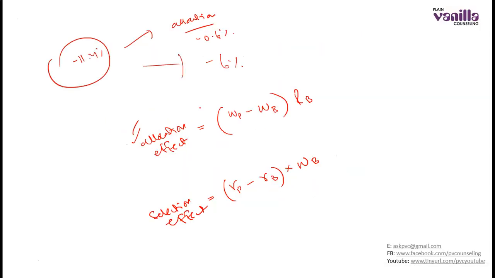So these two are your key components, allocation and selection. Due to allocation you had an impact of minus 0.6, and due to selection you had an impact of minus 6%. Then these two combined, or interaction between these two, led to a total loss of minus 11.4%.